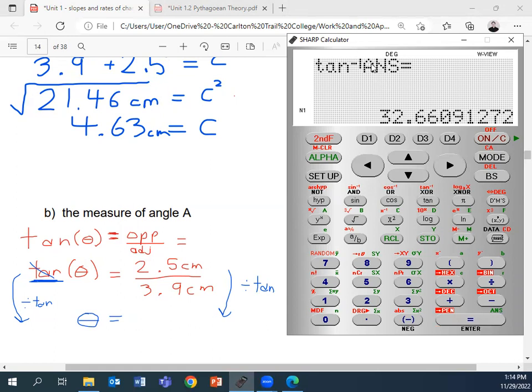Equals. Again, I press equals, that brings your answer in there, right? All of a sudden, this gives me an answer. This is now my angle. It is 32.66 degrees.